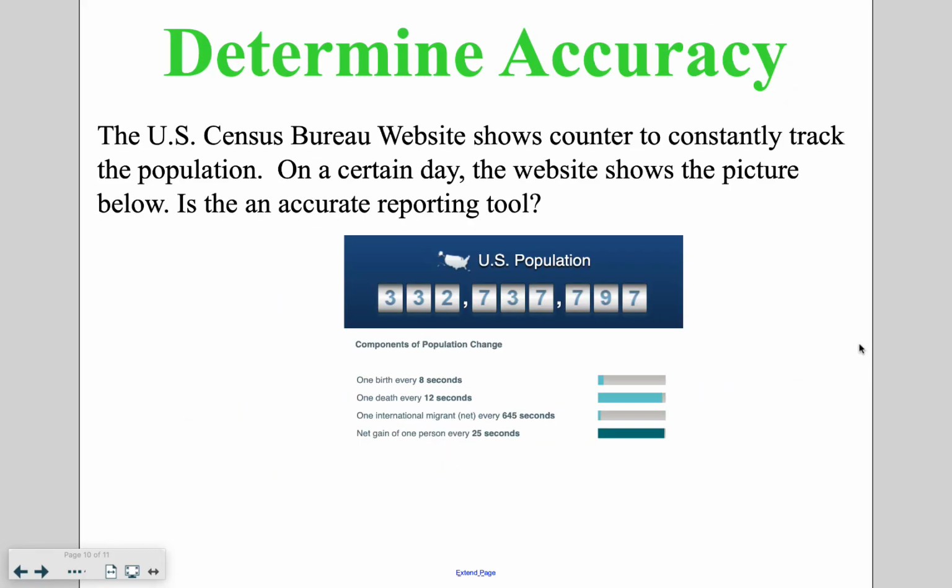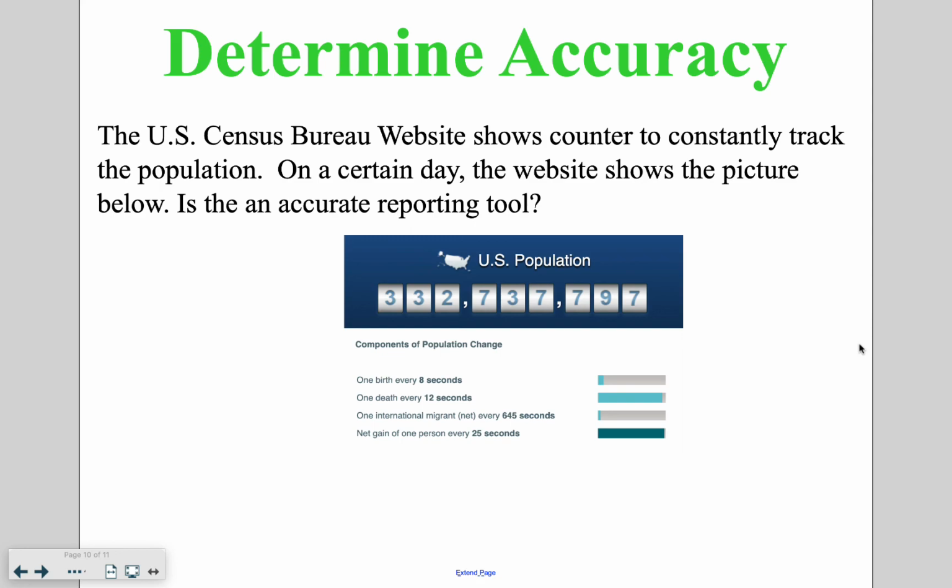Another thing we want to look at when determining accuracy is, does it actually make sense for us to count to an exact number? So for example, the U.S. Census Bureau website shows a counter that is constantly tracking the population. This is true. You can totally go online and look at this tool anytime that you want. On a certain day, the website shows the picture below. So saying that our population is 332,737,797 people. Is this an accurate reporting tool?